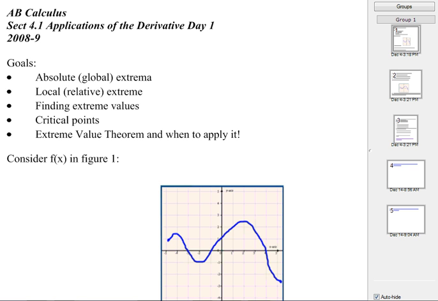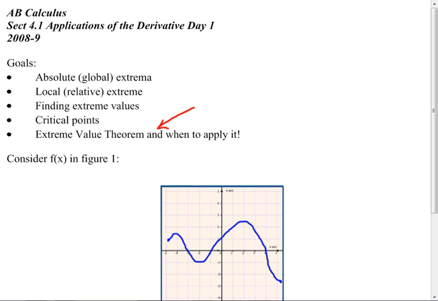We're going to learn what critical points are, and we're going to do the extreme value theorem, which another name for it is the max-min existence theorem. And I go back and forth with the names because it was different in my other book, so I don't remember which one's in which one. But it doesn't matter.